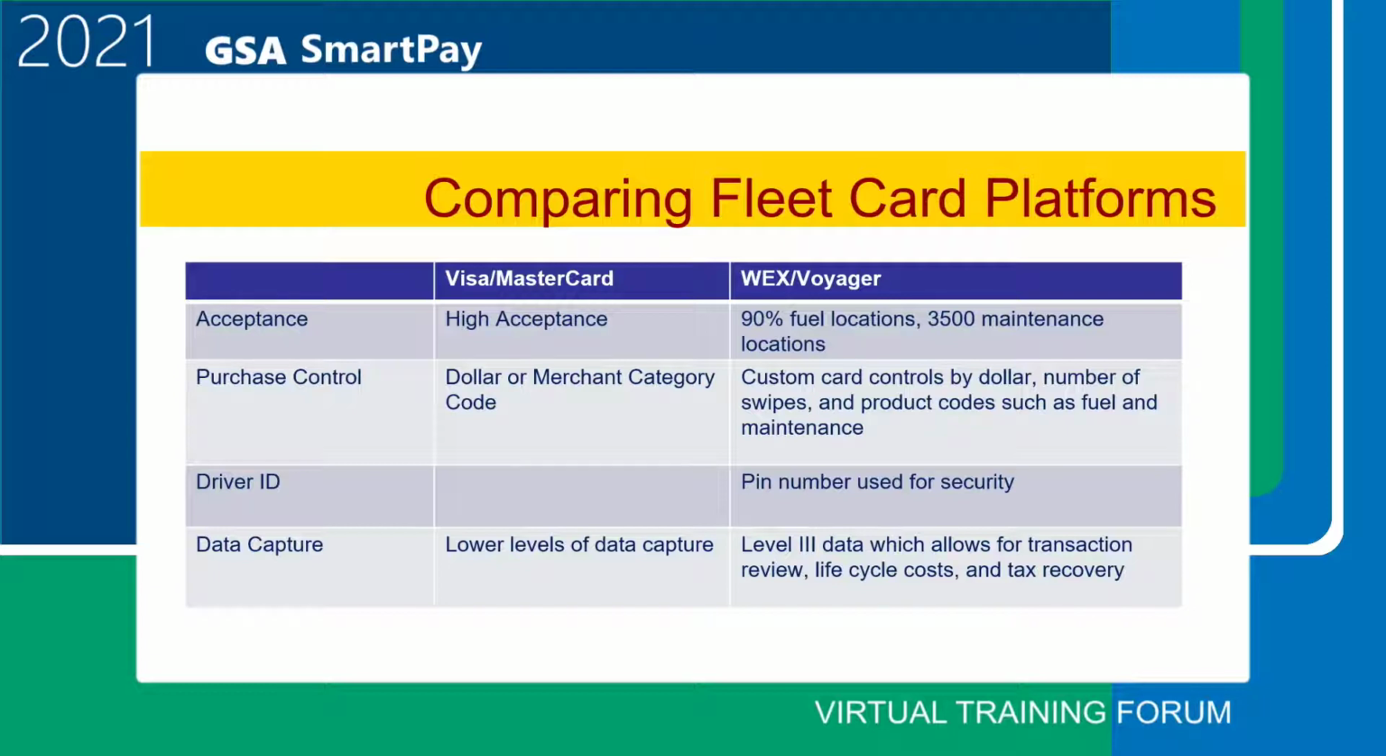Data capture, we talked about that. Visa, MasterCard typically give you what was kind of like a level 2, so it would give you station or location details, date, time, dollar amount. The level 3 with the WEX Voyager solutions really gives you that price per gallon, what you pay in taxes, local, state, federal, and whatnot. So again, you can use that level 3 data for transaction review, for life cycle cost, and also for tax recovery.